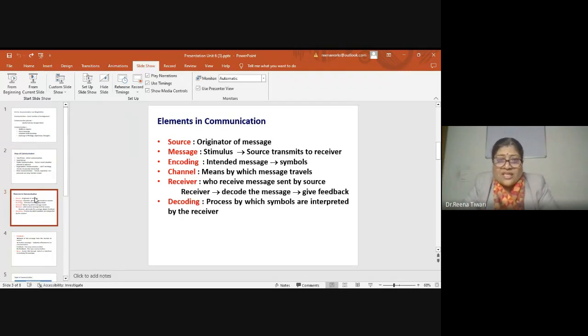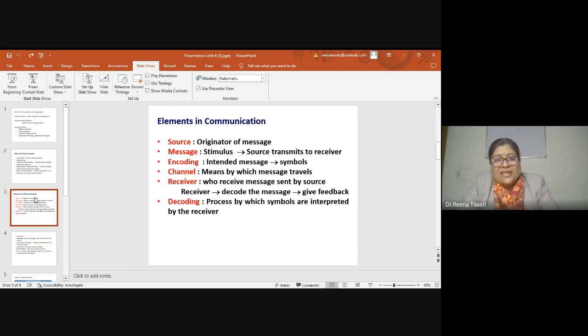The second element of communication is the message. This message acts as a stimulus, because the source, who is the originator or sender of the message, transmits the message to the receiver. For example, the class teacher is the originator of the message, and the receivers are the students. The source is transmitting to the receiver that all students should be ready for a class test of maths to be held 2 weeks later. That message is a stimulus, because it will arouse some responses from the students.